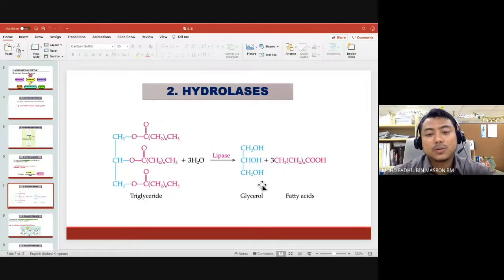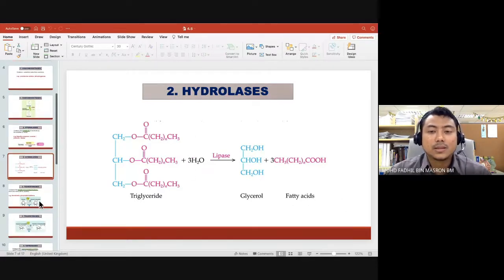Another example is the breaking down of triglyceride. Bila triglyceride ni nak dipecahkan, nak pisah-pisahkan, nak being broken down, kita tambah air. Using the enzyme lipase, dia akan tukar menjadi glycerol and 3 fatty acids. So tambah air. So there is hydrolases.